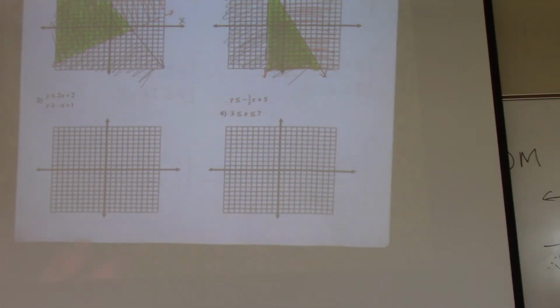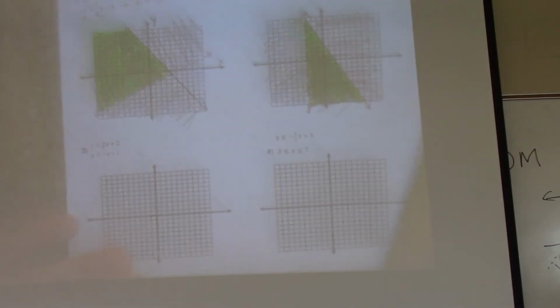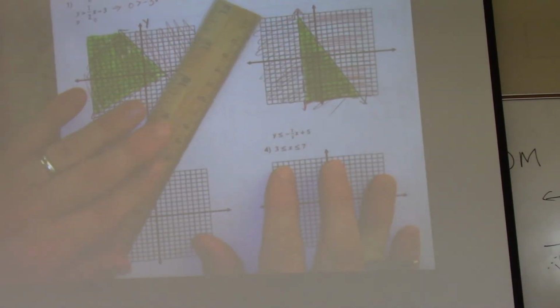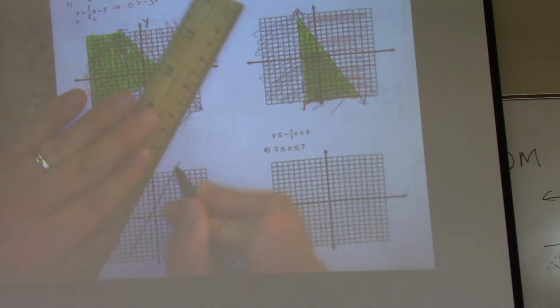Alright, so the first line, we start at 2. I went up 2 over 1, up 2 over 1, and then do my dots. And again, can you graph both lines and then shade? Yeah, but it is so much easier if you graph the line first and then shade.